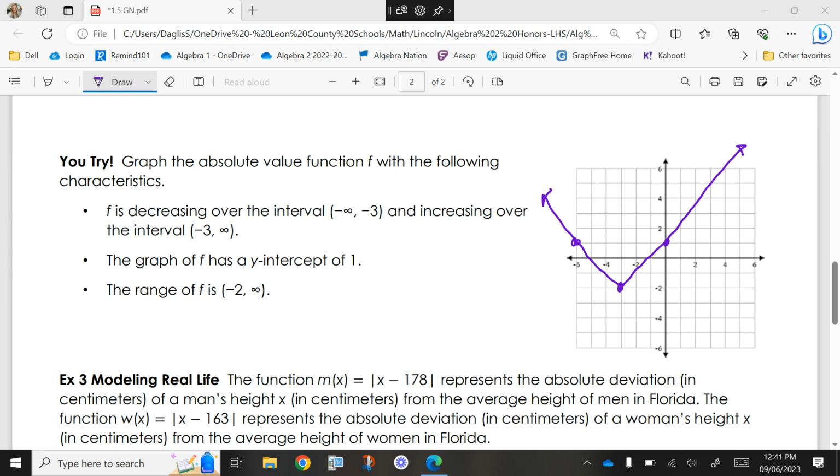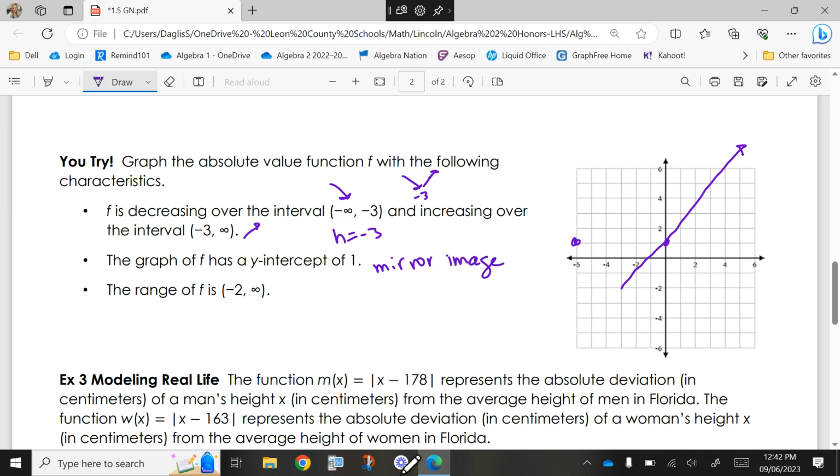So the first thing it tells me is increasing and decreasing. Okay. So it's decreasing first from -infinity to -3, and then it's increasing afterwards. So it's decreasing and then it changes direction to increasing when it hits that x value of -3. So from that, I know that h equals -3. That's what that gives me. Okay, so I have a piece of my vertex. From there, the graph has a y-intercept of 1. Cool, I'm going to use that for a mirror image. Okay, I'm going to use a mirror image here, but I can't really do it yet.